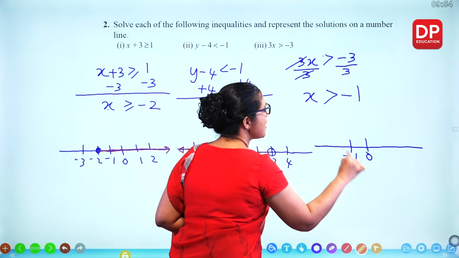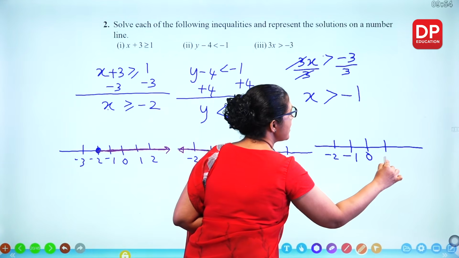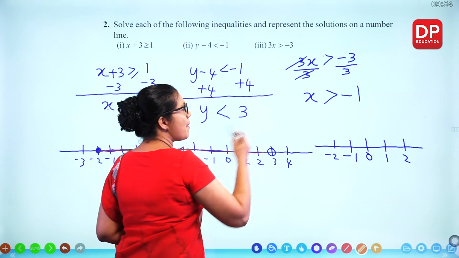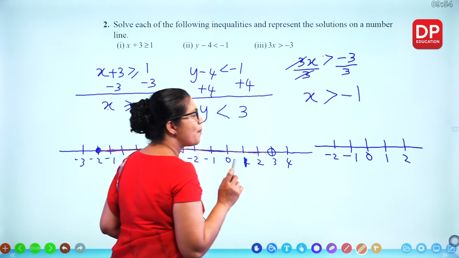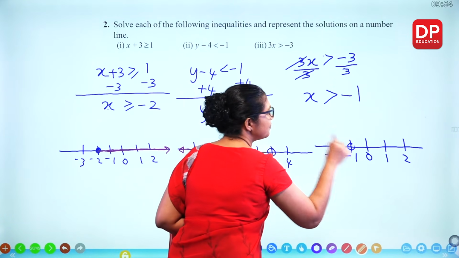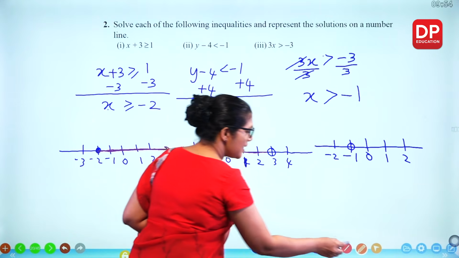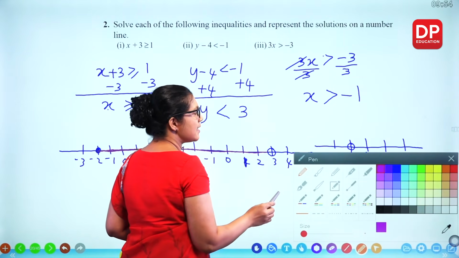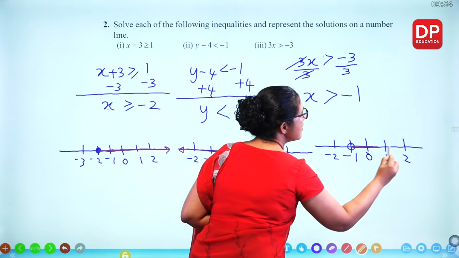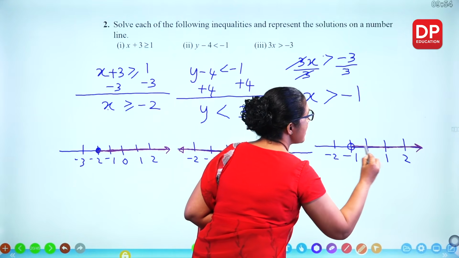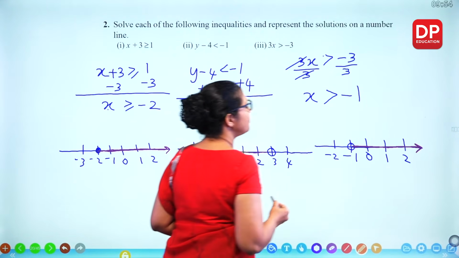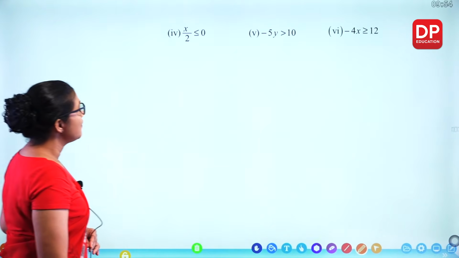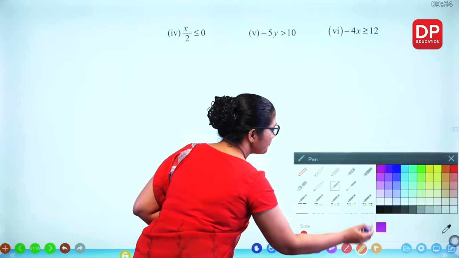Now how can I draw the number line? I can mark several numbers close to minus 1 and then mark minus 1 with an open circle. And then which side satisfies this inequality? x is greater. Greater means towards right hand side. And we'll take this part.